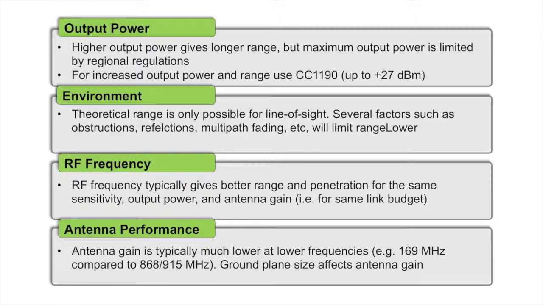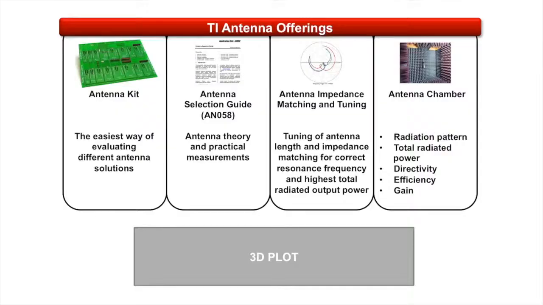Lower RF frequency typically gives better range and penetration for the same sensitivity, output power, and antenna performance. Antennas are one of the most challenging aspects of an RF design. TI has a lot of offerings to make antenna design easier. The antenna kit and the corresponding application note give a great overview and measurements for many antennas. This includes multiple printed circuit board antennas, chip antennas, and helical antennas.